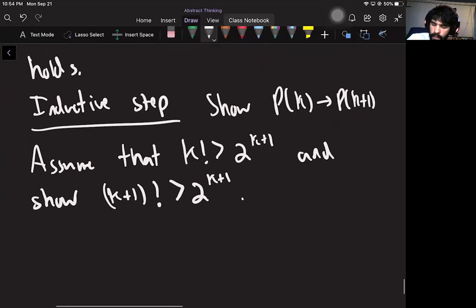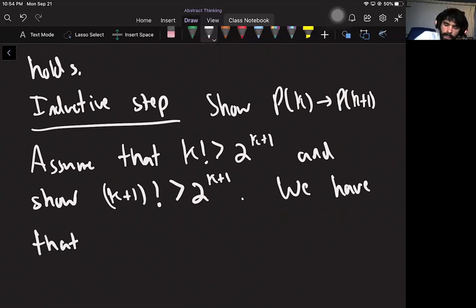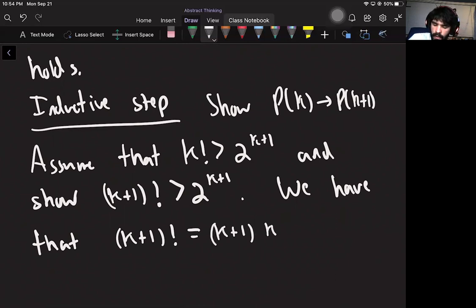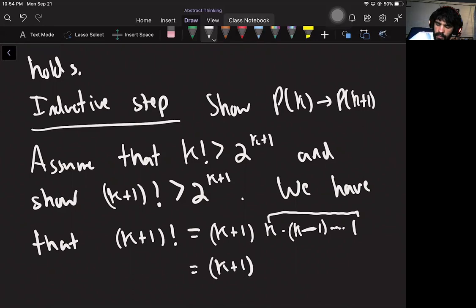Okay. So we have that. What happens? Well, K plus 1 factorial, the sneaky trick is to think about K plus 1 factorial as being K plus 1 times what? Well, what's the next number? K. What's the next number? K minus 1. All the way down to 1. But if I just focus on this stuff, what is that stuff? K times K minus 1 all the way down to 1. That is just K factorial.